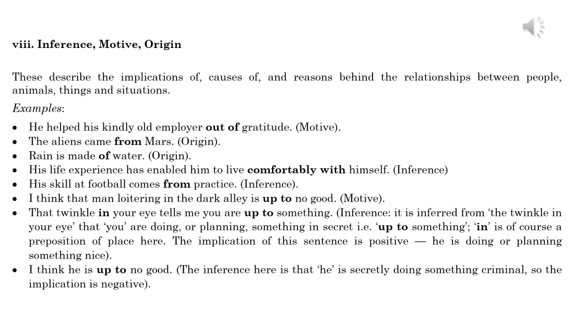Inference: it is inferred from the twinkle in your eye that you are doing or planning something in secret, i.e. up to something. In is of course a preposition of place here. The implication of this sentence is positive. He is doing or planning something nice. I think he is up to no good. The inference here is that he is secretly doing something criminal. So the implication is negative.